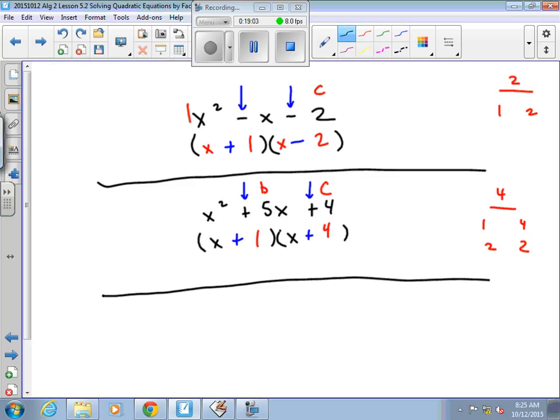Let's try one that's a little tougher. Same steps, though. X squared minus 8x plus 12. See if we can factor this one out. Let's take about 30 seconds again.